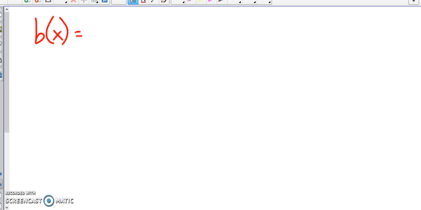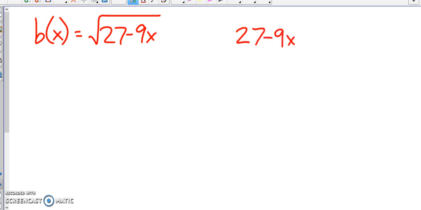B of x is equal to the square root of 27 minus 9x. What do we think? Yeah, it's got a square root, right? How did we handle that before? All right, so take the radicand and set it greater than or equal to 0. The radicand is the thing underneath the radical.